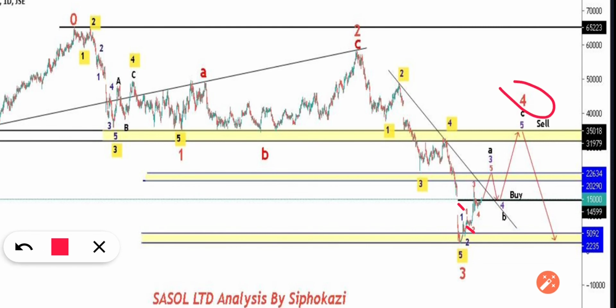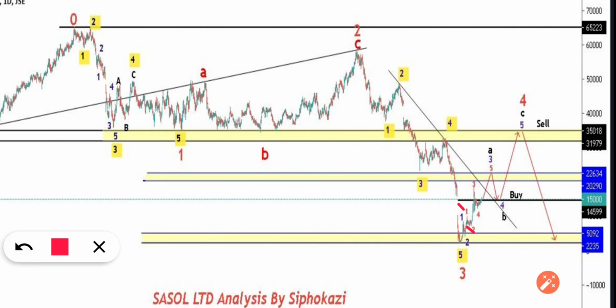Remembering that wave 2 and wave 4 in an impulse take the form of corrections, hence the black A, B, and C, because the structure of an ABC correction is a three-wave formation. And the end of C signifies the end of the big red wave 4.